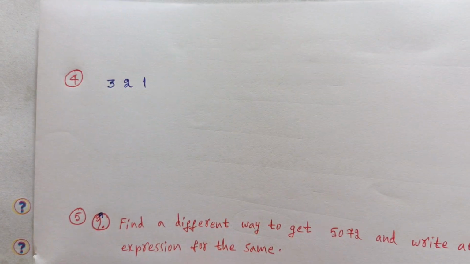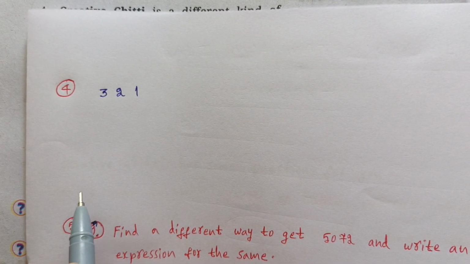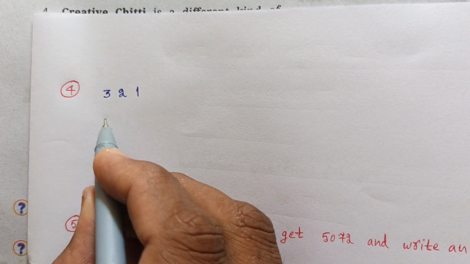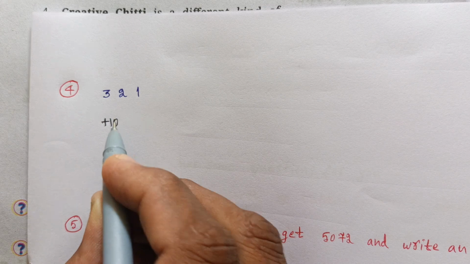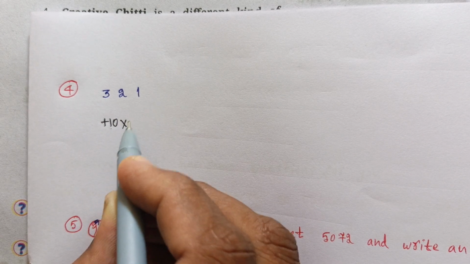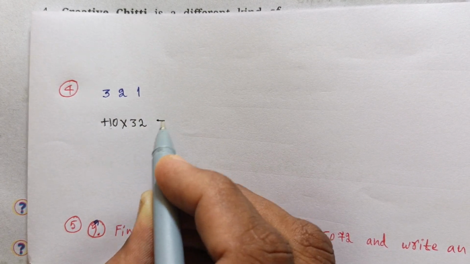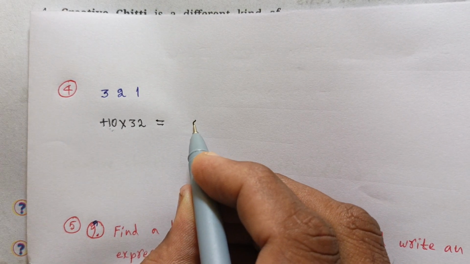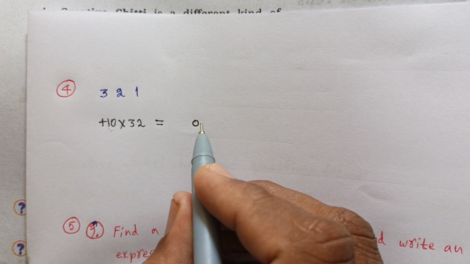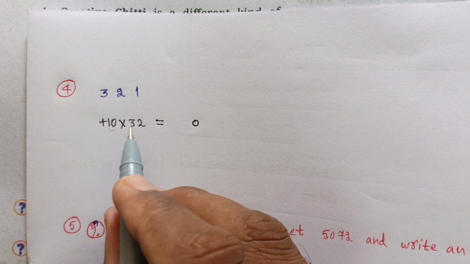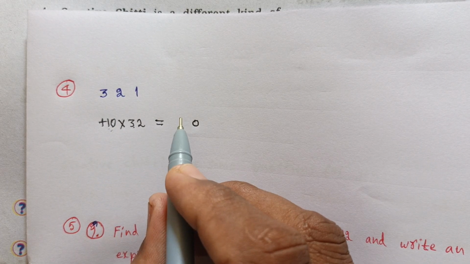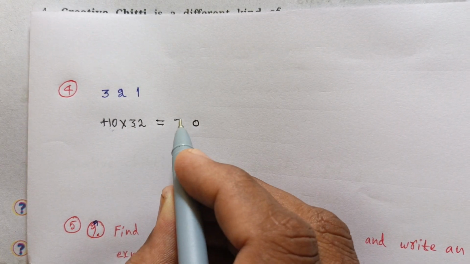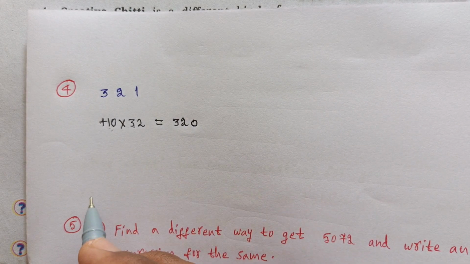So here, to show this 321, they mentioned that the plus 10 button has to be pressed 32 times. So 10 into 2 is 20. So 0 in 1's place, 2 is in 10's place as a carry. Next 10 into 3 is 30 plus previous carry 2 is 32. So we get here 320.